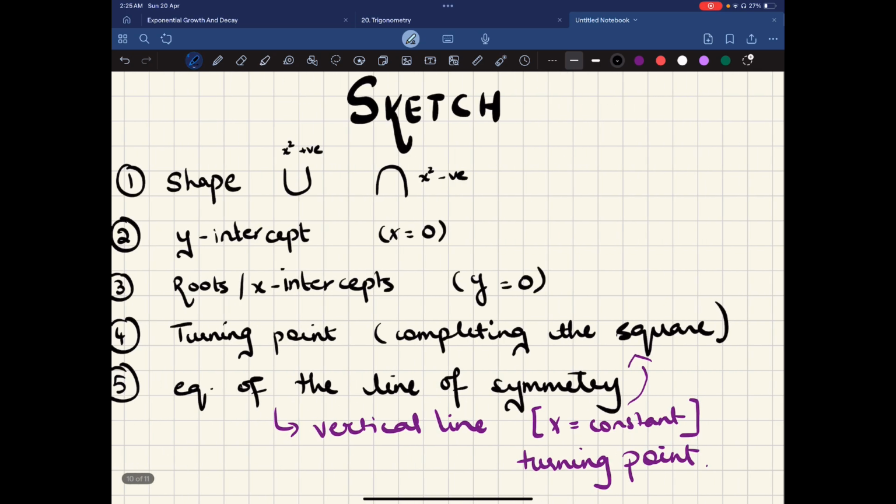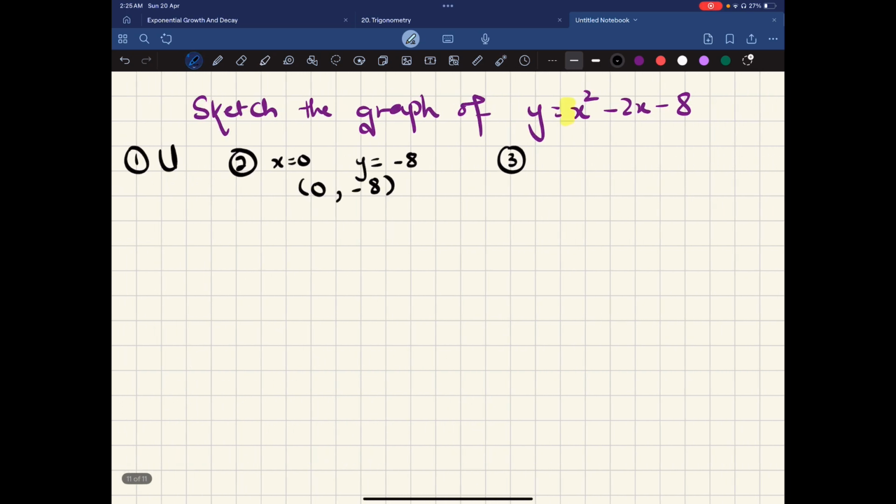Third step, finding the roots. The third step is to find the roots or the x-intercepts. For that, we're going to put y equals 0. So x squared minus 2x minus 8 equals 0. Let's do middle term breaking.